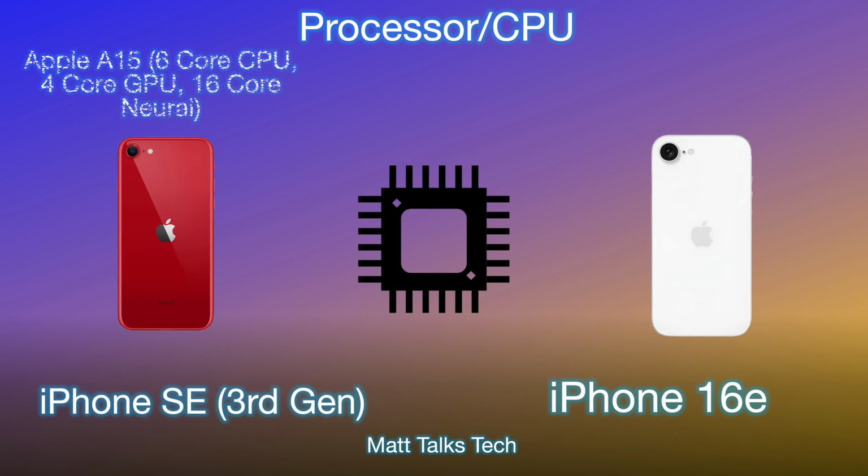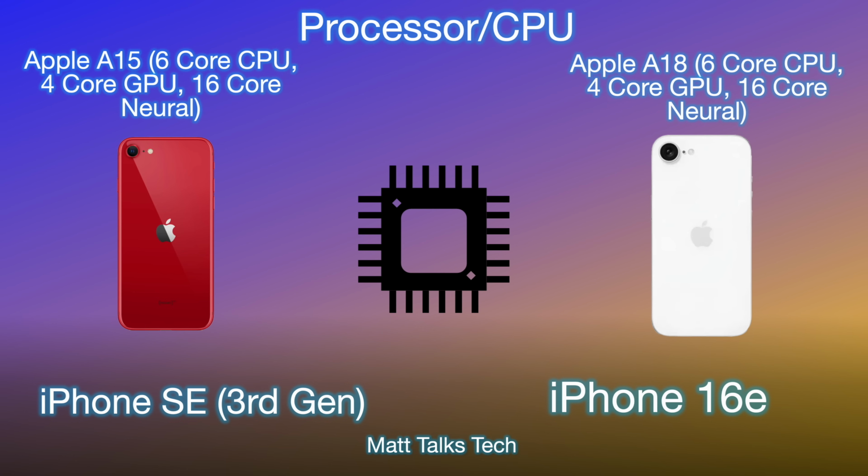Then after this, we've got the processor, the CPU, and this is probably one of the biggest changes that you're going to get here. We had the original A15 inside the iPhone SE 3rd generation. It was a 6-core CPU, 4-core GPU, and a 16-core neural engine. The iPhone 16e also has a 6-core CPU and a 4-core GPU. Funny enough, the iPhone 16 or 16 Plus has a 5-core GPU, so it's one less core here. But we've also got the 16-core neural engine inside of this.